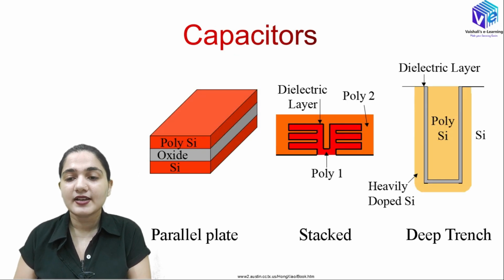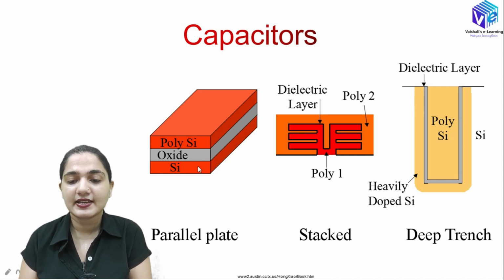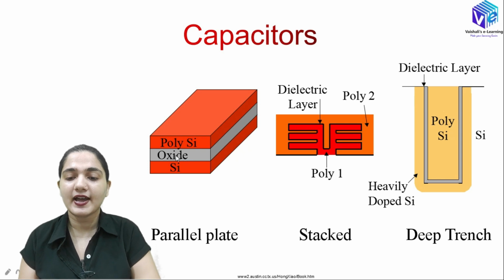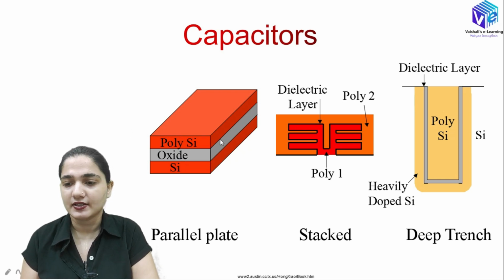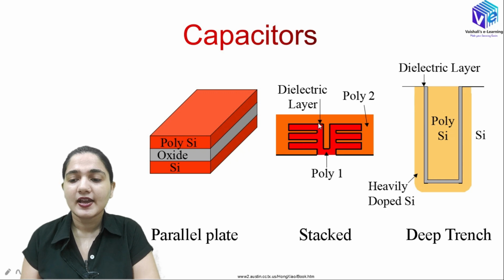So these are various types of capacitors. First is the parallel plate capacitor. Whenever I have silicon, and on the silicon I have an oxide layer and on that a polysilicon layer, it will be forming the parallel plate capacitor. I will be telling you that in the fabrication of the MOS transistor we will be using this type of structure and it will be forming a capacitor. Here we have the stacked capacitor as well. These are the polysilicon layers acting as the stacked capacitor.